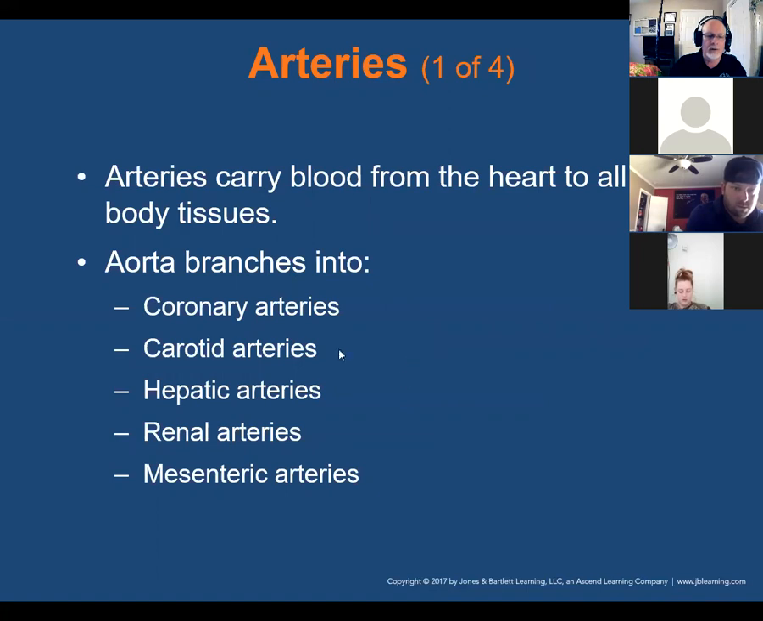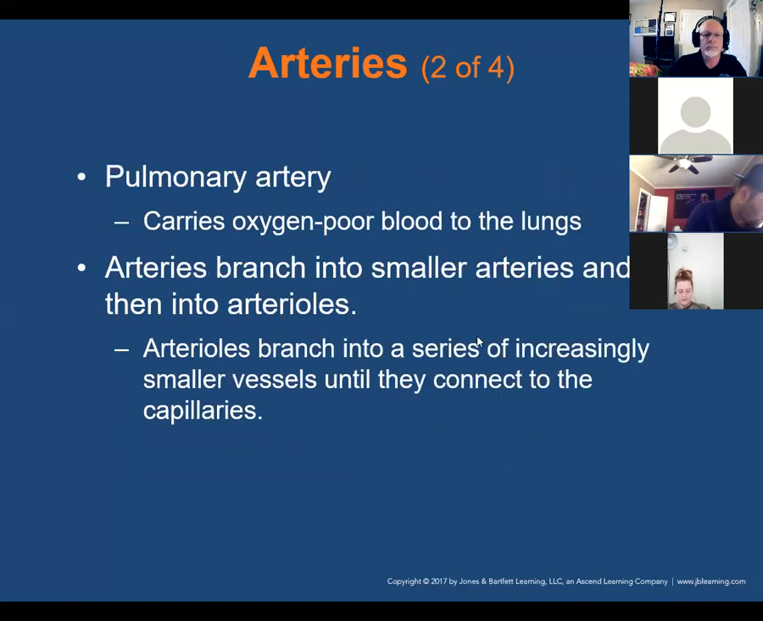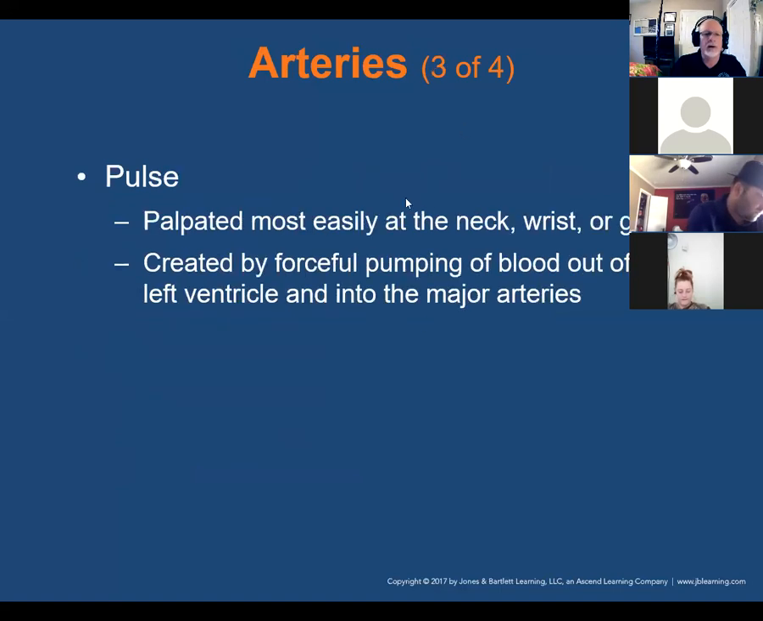Coronary arteries, they feed the heart. Carotid arteries, when you get a carotid pulse right there beside the trachea, that is pumping oxygenated blood to the brain. Hepatic arteries, that goes to the liver. Renal arteries, those go to the kidneys. Mesenteric arteries go to the intestines. Okay, we already talked about the pulmonary artery, talked about arterioles.